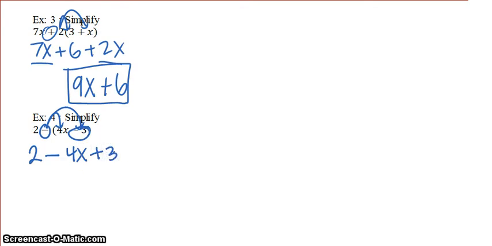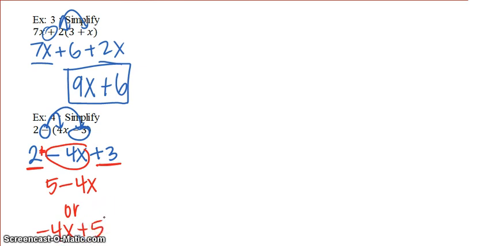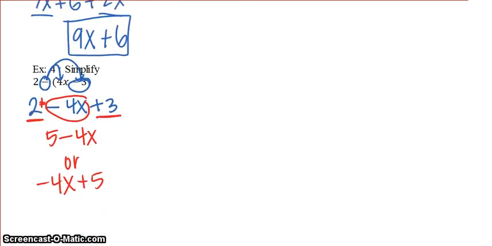So now I need to simplify like terms. Now, don't get confused. That negative, we're not saying 2 minus 3. That negative goes with this. If you want to think of it as adding a negative, that's fine, okay? So we need to add 2 plus 3, which is 5, and then we have minus 4x. Or, again, you could have written it negative 4x plus 5 because of the commutative property. So just be careful with your negatives.